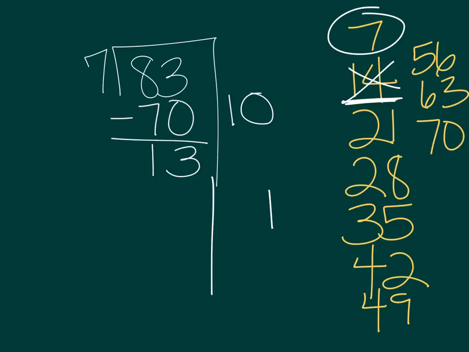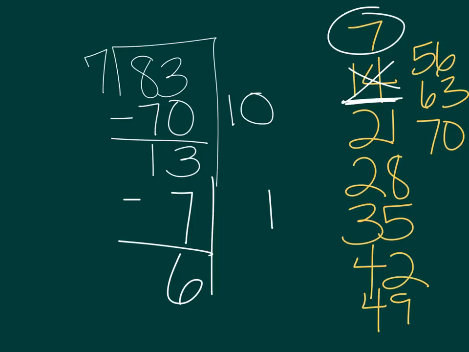What is 7 times 1? 7. Now, what do I do with these two numbers? Daniela, what do I do with these two numbers? You subtract. What is 13 minus 7? 6. Now I'm looking at my new dividend. It's 6. Can 7 go into 6? No. So if it cannot go into 6, what does that tell me? Skylar? 6 is the remainder. 6 will be my remainder, absolutely.